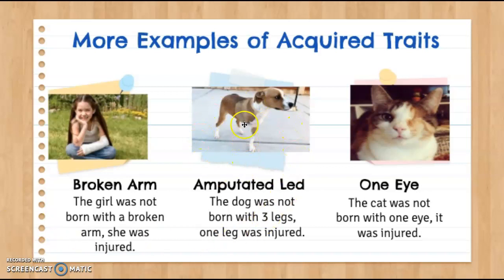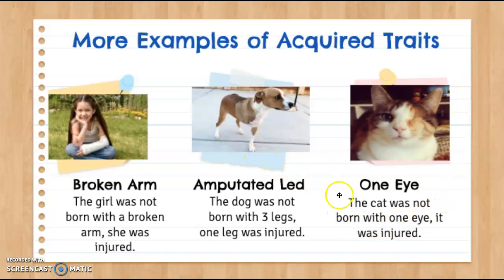Here's a dog that had its front leg amputated. Because the dog's leg was taken off, the leg could have been injured, there could have been something wrong with it, but it wasn't born with 3 legs. The dog was born with 4 legs. So the dog having an amputated leg is an example of an acquired trait.